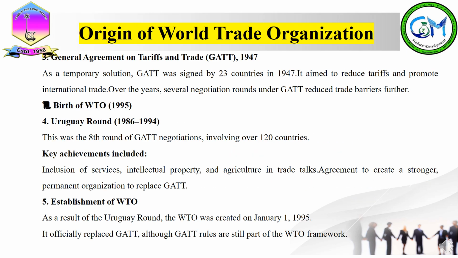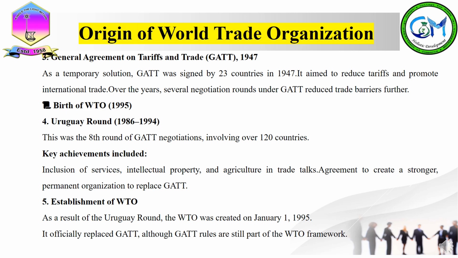And this is very important, the major origin of the World Trade Organization: the General Agreement on Tariffs and Trade. We can also call it GATT. That happened in 1947, and it was a temporary solution. GATT was signed by 23 countries in 1947, and it aimed to reduce tariffs and barriers and to promote international trade. So the main aim of the GATT is to reduce tariffs and promote international trade.